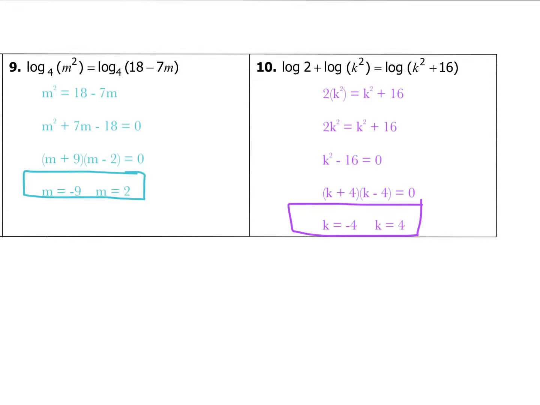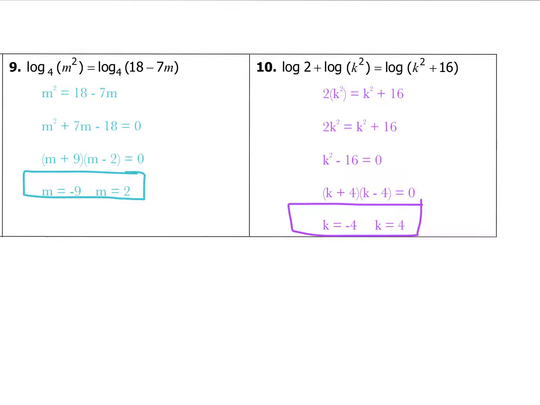All right, so for number 9, hopefully you were able to get m equals -9 and m equals 2. And when you go back and check both of those values, they will give you positive logs when you plug -9 and 2 in. And then for number 10, k equals -4 or k equals 4. And when you go back and check them, both of them will be squared, so that will give them a positive value, which would give 2 positive logs. So if you got those answers, go ahead and move on. If you didn't, I'll explain now.